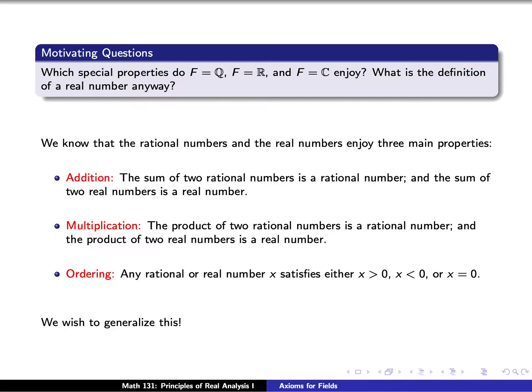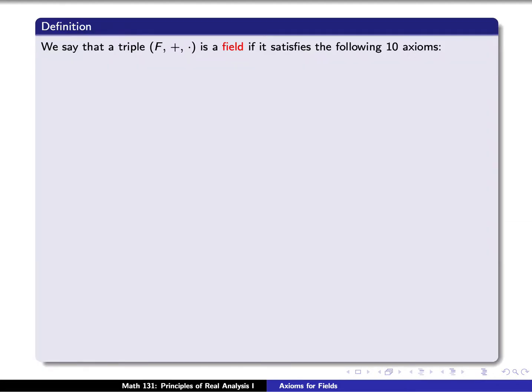Simply put, we wish to generalize these properties. So to this end, we're going to define a field as a triple consisting of a set F, addition plus, and multiplication times, if it satisfies the following 10 axioms. We're going to try to place these together into 4 groupings so you can get a better idea of what these 10 actually do say.